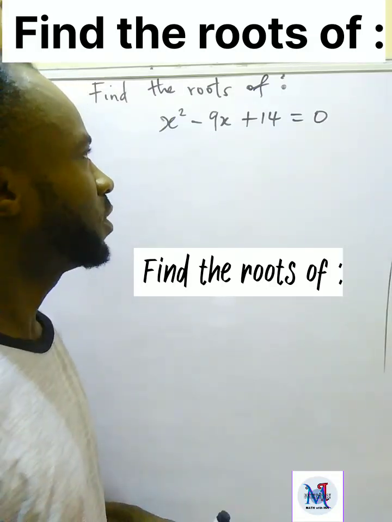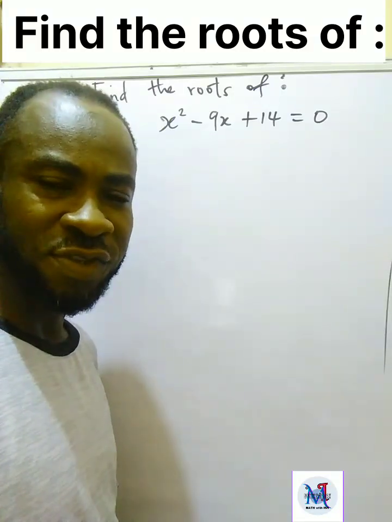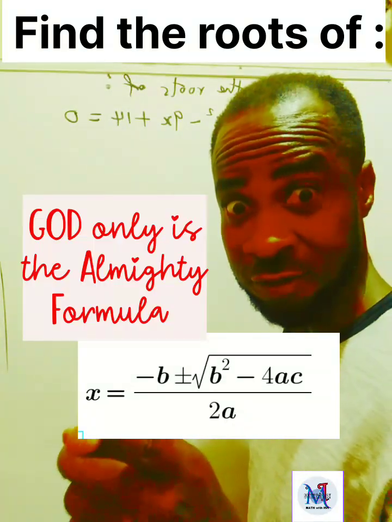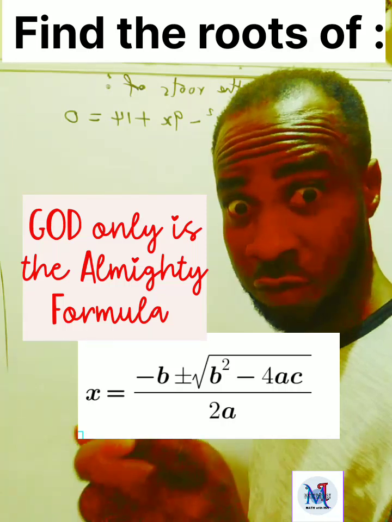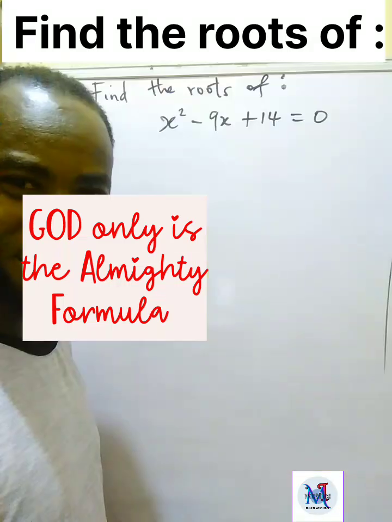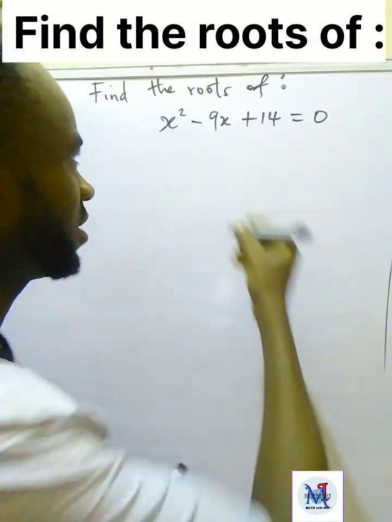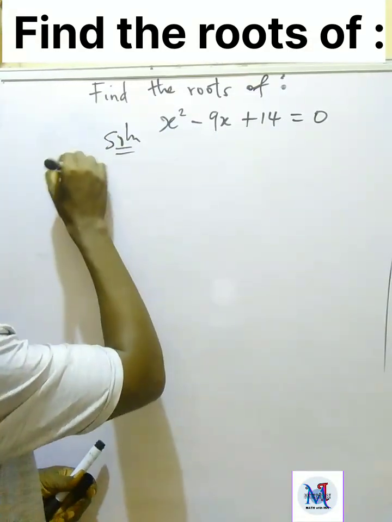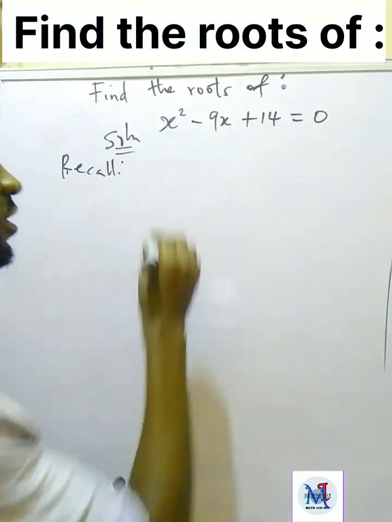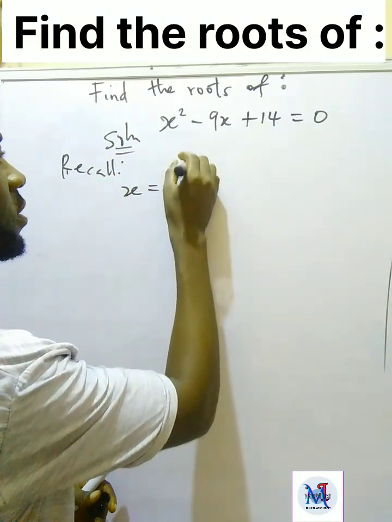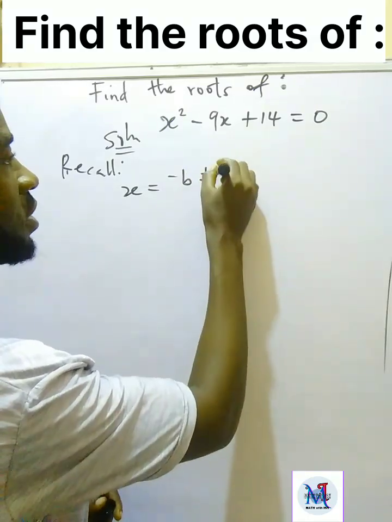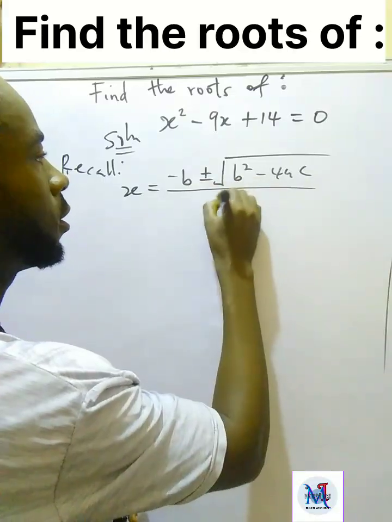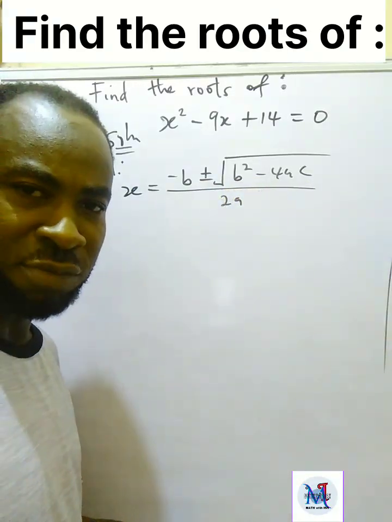Okay, so now the formula we want to use is the general formula method. Remember, I said don't ever call it almighty formula. Is that clear? Because it's only God that is almighty. Now let's go. So we are going to use the general formula method, and our solution, let's recall our formula. It says that x is equal to minus b plus or minus square root of b squared minus 4ac, all over 2a. So this is our general formula method.